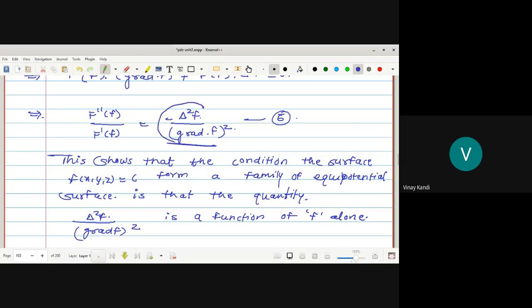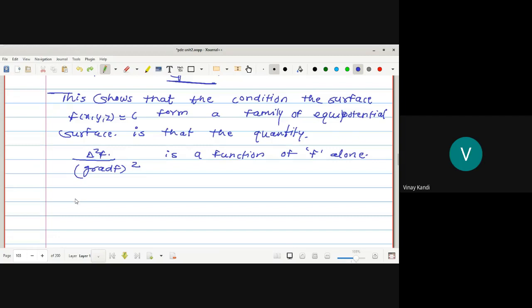This quantity, what is it? It is a function of f alone. So the quantity is a function of f, and f of x, y, z is equal to c forms equipotential surfaces. Now we denote this function by chi of small f.